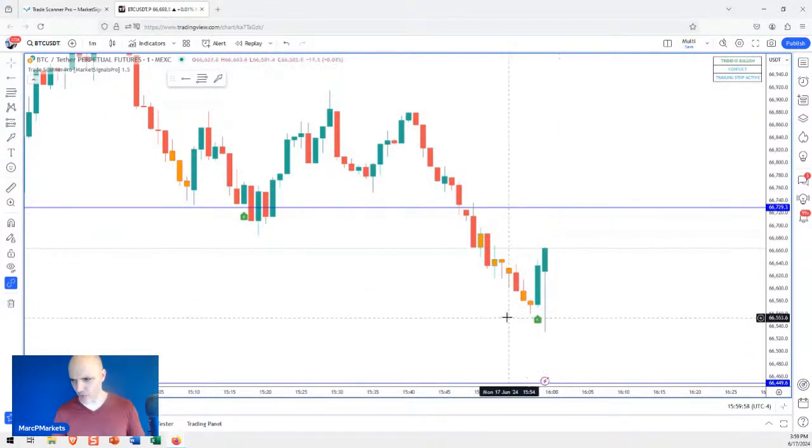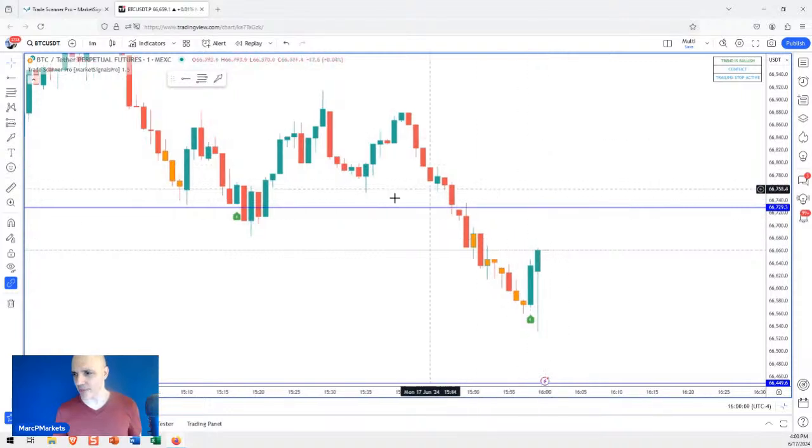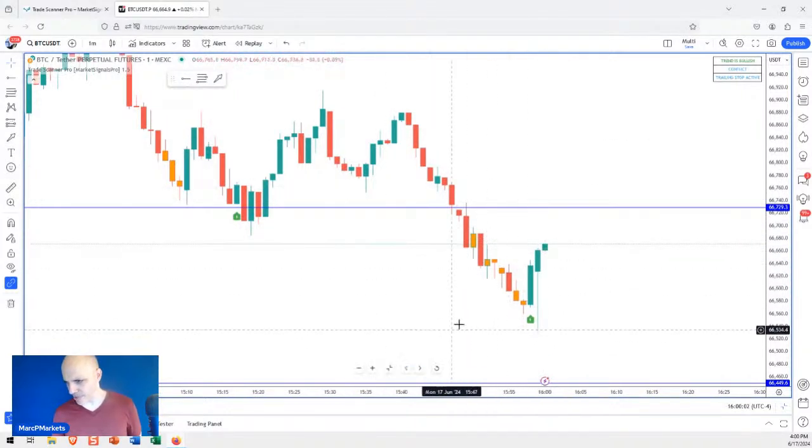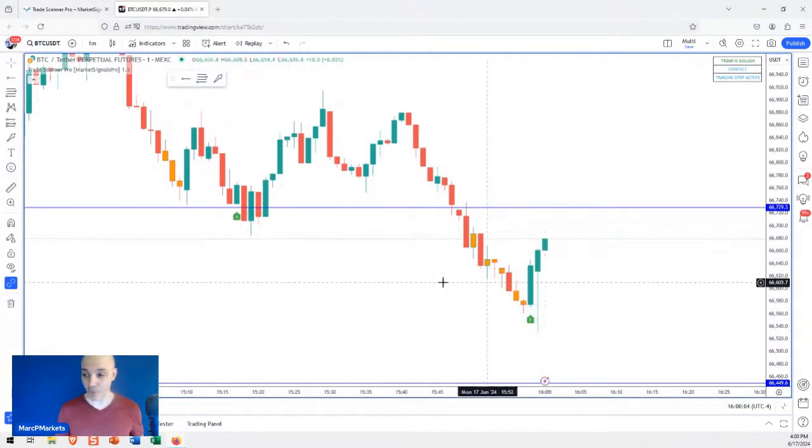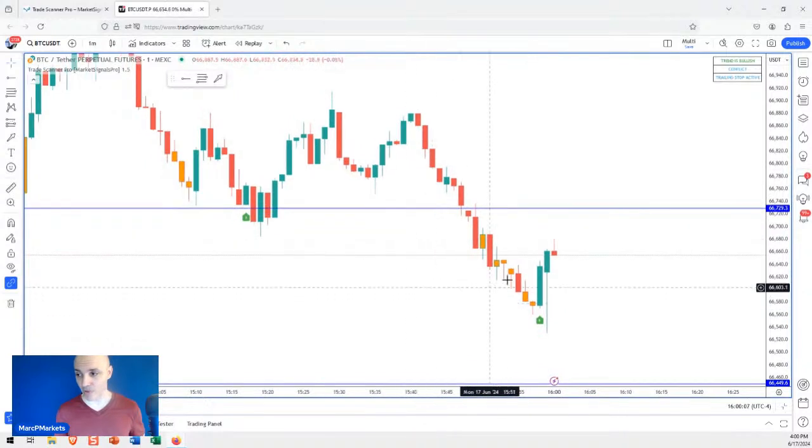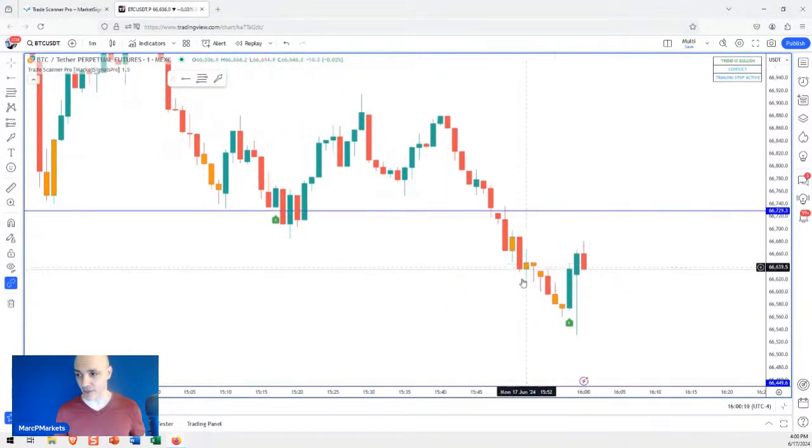I don't know if we're going to get another one right away. This actually, the candle just closed. So I was actually right on the long. I just got squeezed out of that one little move. Let's see if we can get another signal. Again, it's a 1 minute chart.